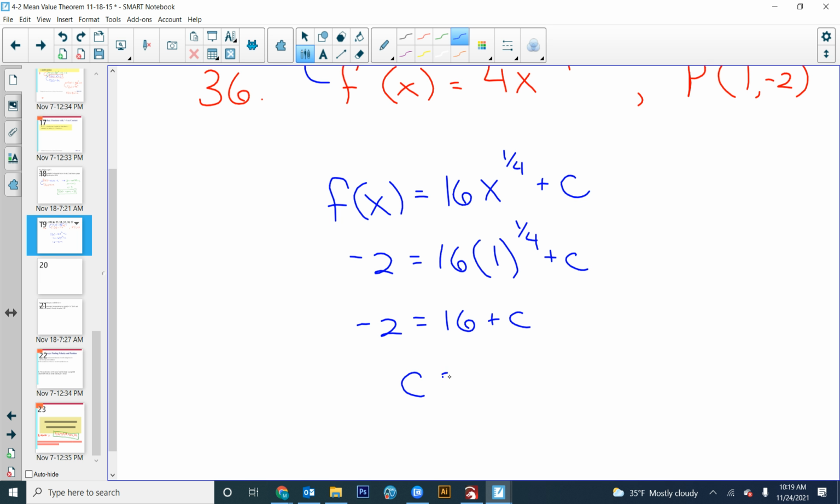So what's C? C is negative 18. So you should always go back up to here and say f of x is 16x to the 1/4 minus 18. And you can check that answer. You can plug in 1 for x. What do you get when you plug in 1 for x?